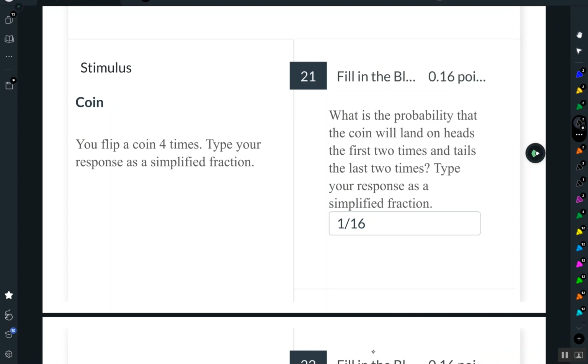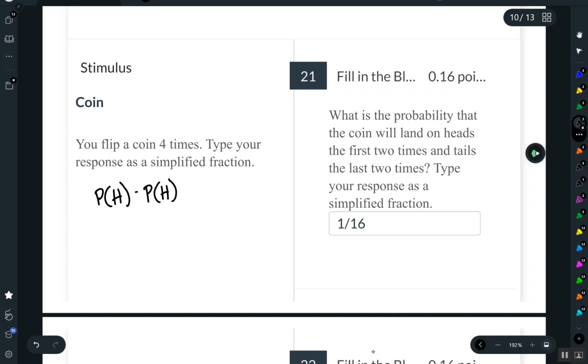Okay, so these are independent events. Getting a heads the first time doesn't affect the probability of getting a heads the second time. So we need the probability of getting a head times another one of those, and we need tails 2 more times. Each of those is a half. 1/2 times 1/2 times 1/2 times 1/2, which gives you 1/16.